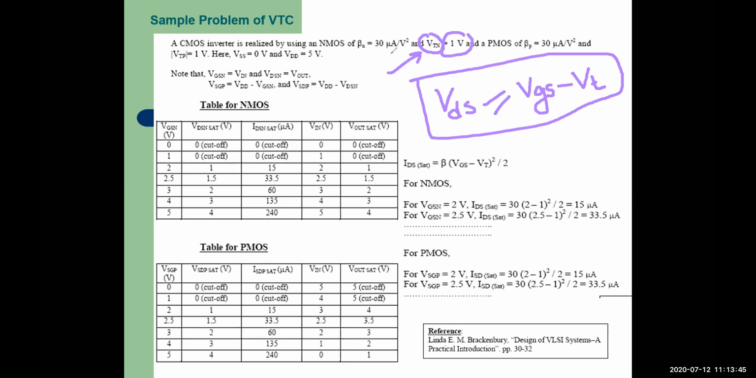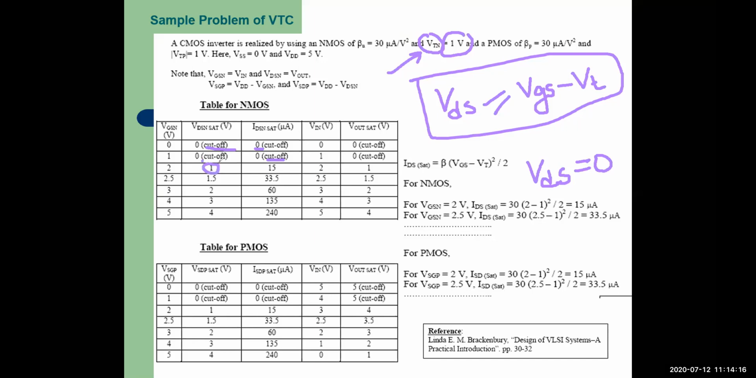Okay, 0 minus 1 is not possible, so it is 0. That's why it is cut off. I told you, remember, cutoff occurs when your VDS is equal to 0. See, it is 0, right? That's why it is cut off. So when it is cut off, your current is also 0. Now for the next one, 1 minus 1 is equal to 0. So it is also cut off, so your current is also 0. 2 minus 1 is equal to 1. It is not cut off.